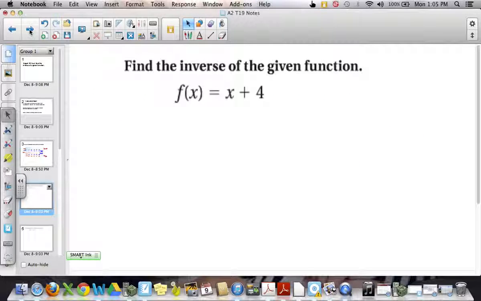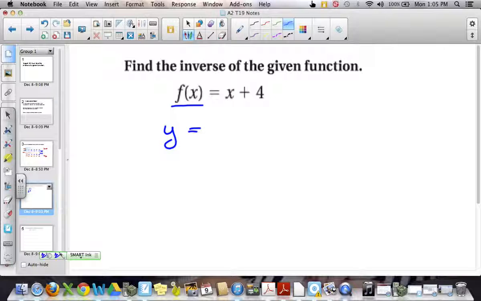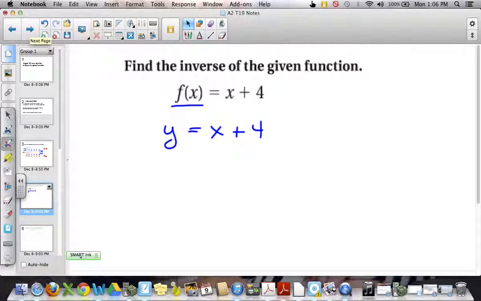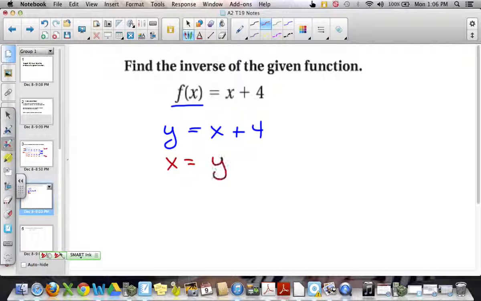So let's look at an example finding the inverse of a given function. First of all, I'm going to replace this f of x with a y, because f of x and y are the same thing. So we'll start by doing that. y equals x plus 4. And then I switch them. So now in the inverse relation, it's going to be x equals y plus 4. So we just switch the x and the y.